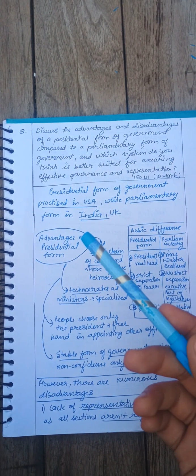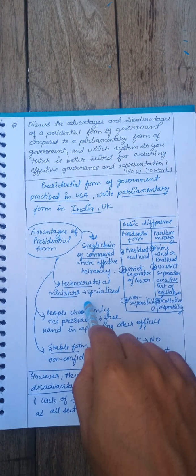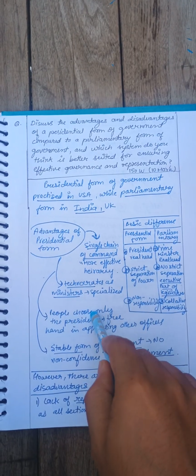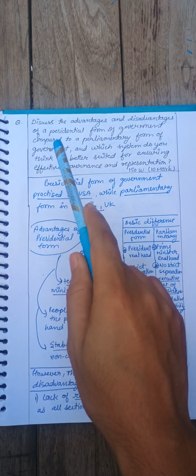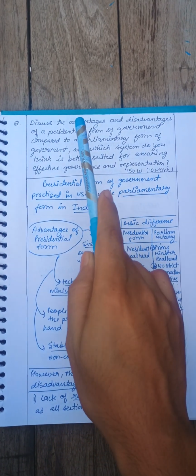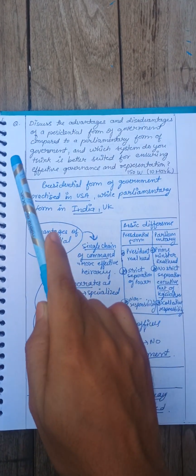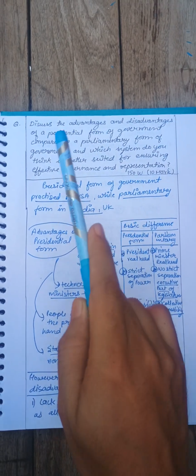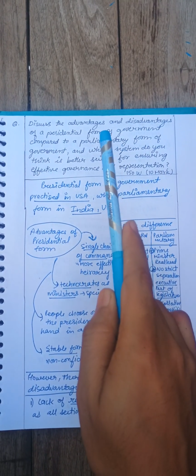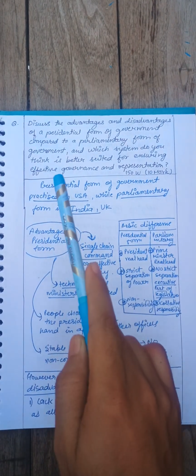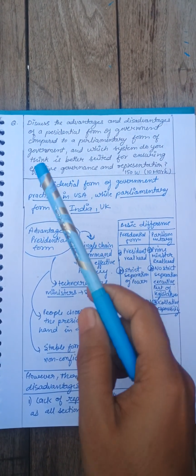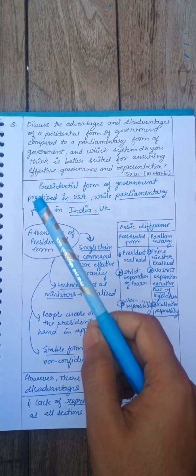If you are facing challenges in answer writing, then this video is for you. So let's see how to write a good answer. As you read, the question demands three things. First, advantages and disadvantages of presidential form compared to parliamentary form, and the second, which suits better for effective governance and representation. So let's see how to address these points.